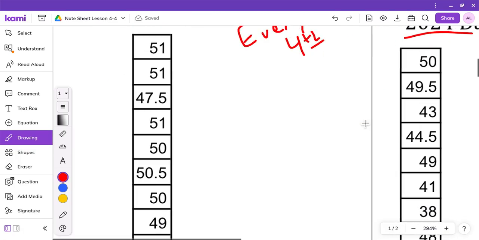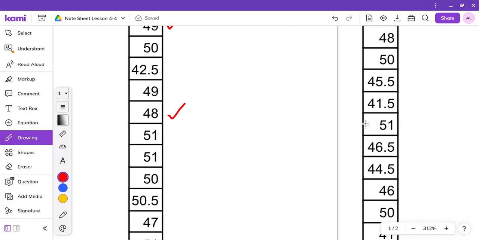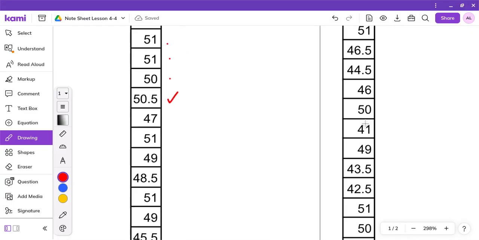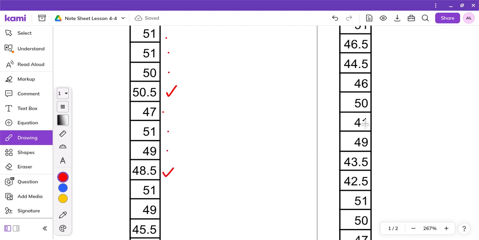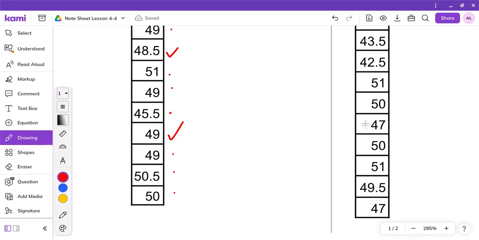So here we go. I'm going to mark off every fourth. So this 1, 2, 3, 1, 2, 3. This one, 1, 2, 3. This one, 1, 2, 3. I don't get another one.